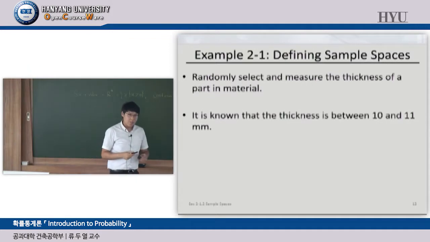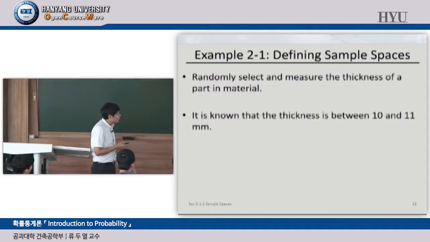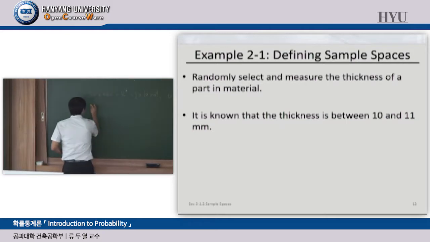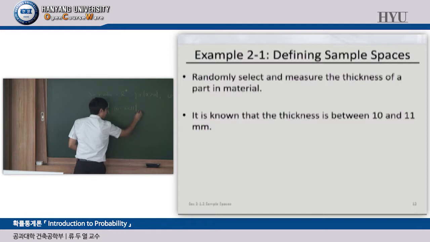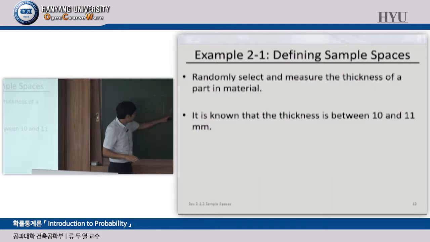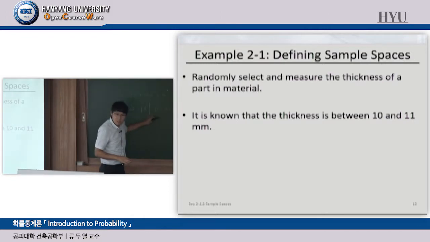And also, if we assume that it is known that the thickness is between 10 and 11 millimeters, then the sample space will be: the thickness is between 10 and 11 millimeters. So this is the sample space for the second case. In this case, also, x indicates the thickness of the material. This is also a continuous system, right?